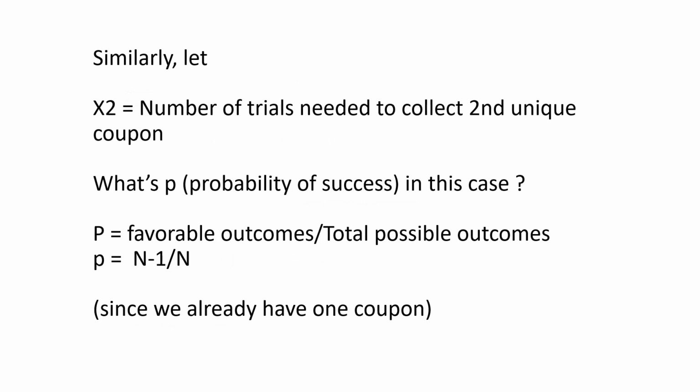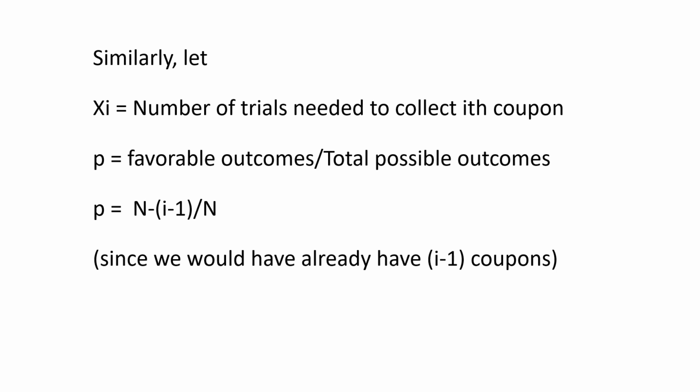Similarly, let x2 be the number of trials needed to collect the second unique coupon. What's p in this case? Well, since we already have one coupon, the favorable outcome for us is reduced by 1, so we have (n minus 1) over n. So now we can generalize this for the ith coupon. Let xi be equal to the number of trials needed to collect the ith coupon. So the probability in this case is equal to (n minus i plus 1) over n, since we would have already collected i minus 1 coupons.